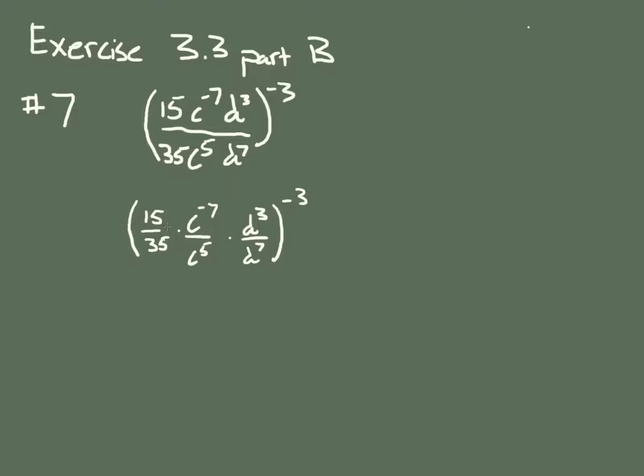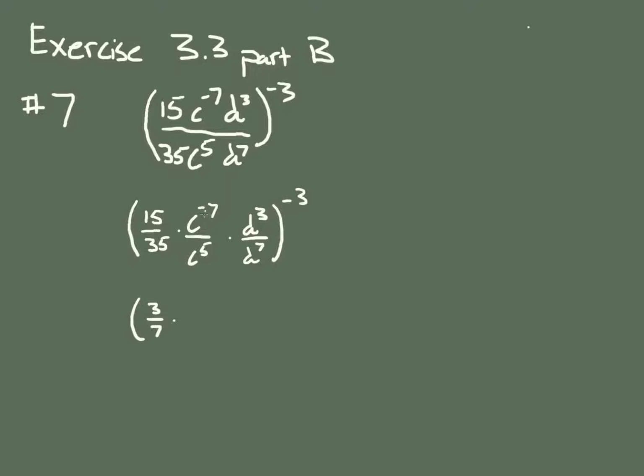Because now I can look at this and say, okay, I'm going to simplify this fraction and this fraction and this fraction. And since they're all being multiplied, it is saying the same thing as what's above, just separated out a little bit. So first thing I look at is my 15 over 35. Those are both divisible by 5, so I can simplify this fraction and it becomes 3 over 7.